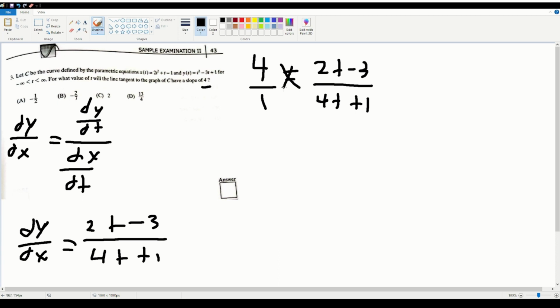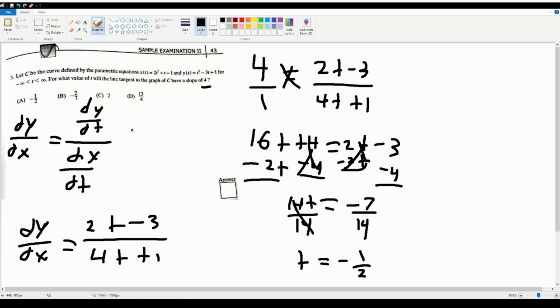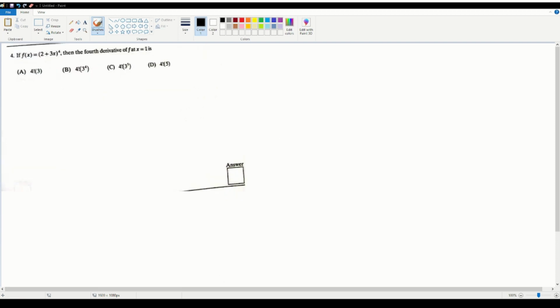Do some cross multiplication, so you get 16t plus 4, because you need to distribute the 4 to both those terms, is equal to 2t minus 3. Now this is just simple algebra. Move all the t's to one side, move all the constants to the other side. So you're left with 14t equals negative 7. Divide both sides by 14, and you're left with t equals negative 1/2, which is option A.